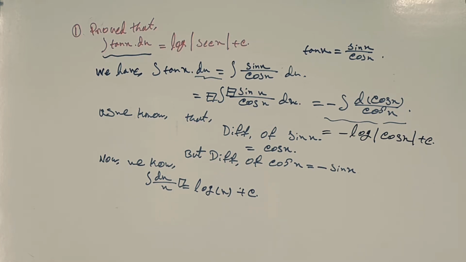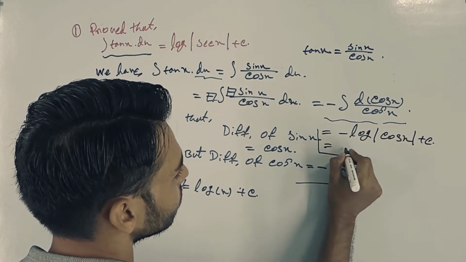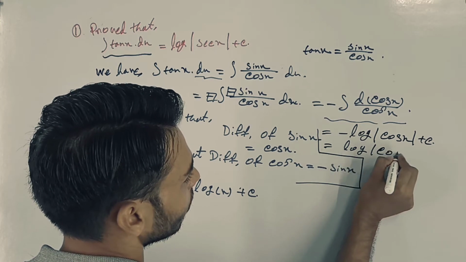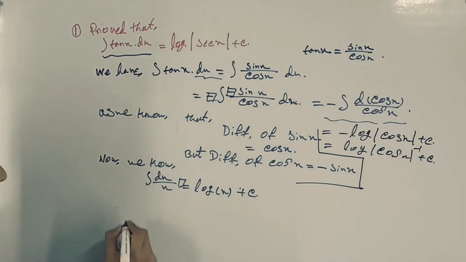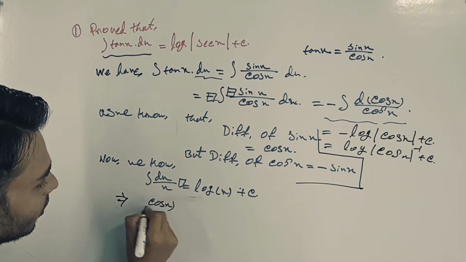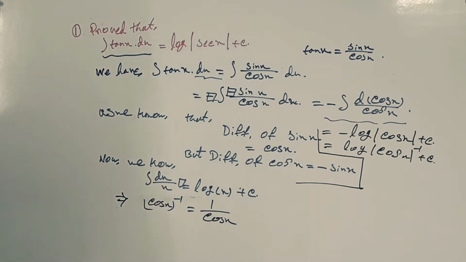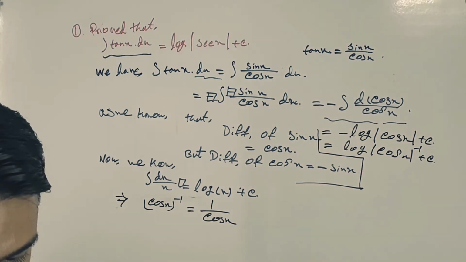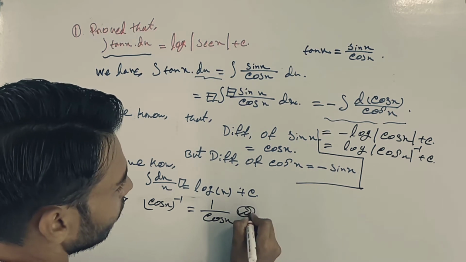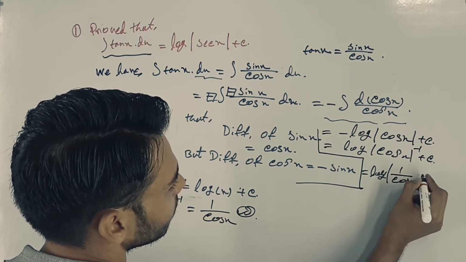So it's the proof. But our question is sec x, while here cos x is coming, and the minus log is coming. So now I also transform the minus: log of cos x to the power minus 1 plus c. That's a very easy function. We know cos x to the power minus 1 equals 1 by cos x. As well, if a to the power minus 2 equals 1 by a to the power 2. So now log of 1 by cos x plus c.